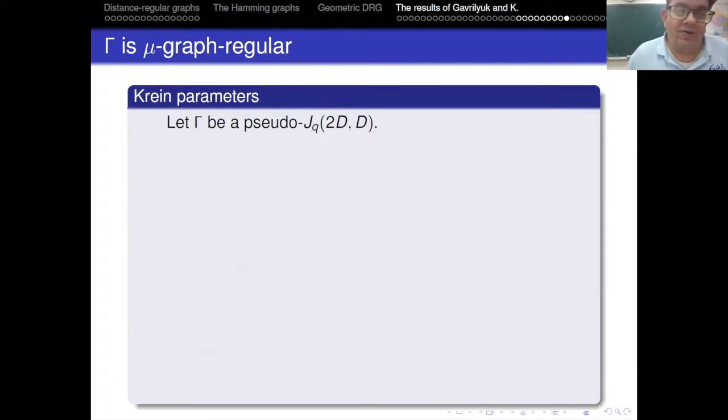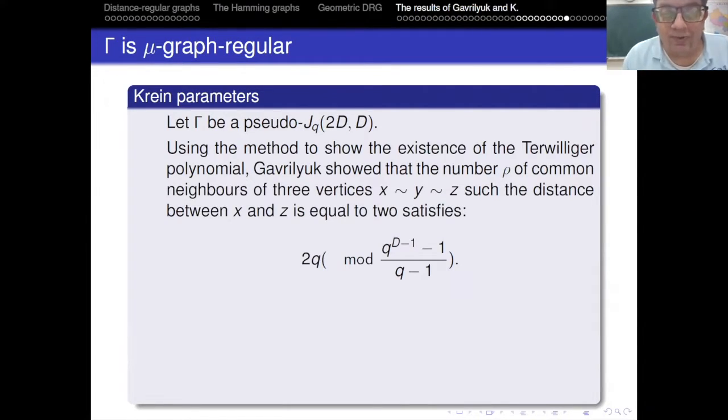So now we show that gamma is mu graph regular. This was done mainly by Gavrilyuk. Using the same method as to show the existence of the Terwilliger polynomial, Gavrilyuk showed that the number rho of common neighbors of 3 vertices x, y, z, such that the distance between x and z is equal to 2, satisfies that rho is 2q times (q to the power d minus 1 minus 1) over (q minus 1). And if d is at least 4, then this is at least q squared. That's more than q squared.